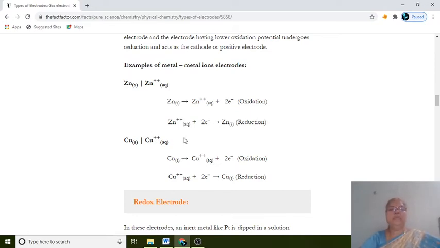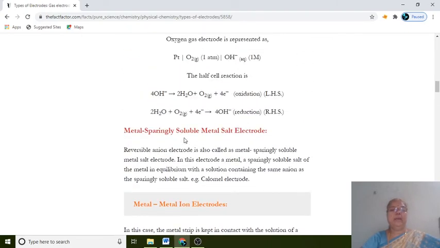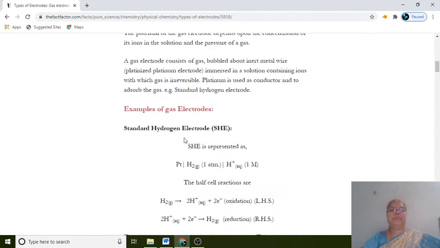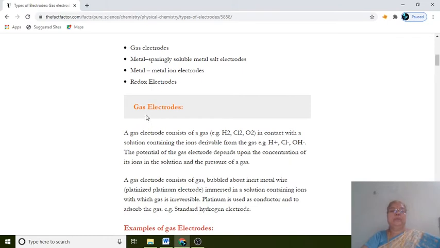Then we will see the gas electrode here. A gas electrode consists of gas, for example H2 gas, Cl2 gas, O2 gas, in contact with a solution containing ions derived from the gas, for example H plus ions, Cl minus ions, or OH minus ions.